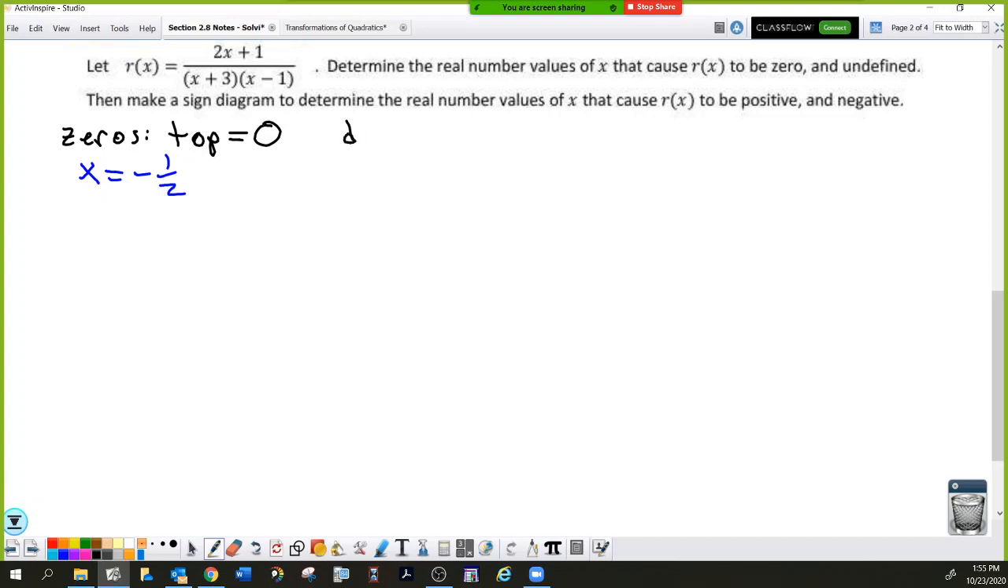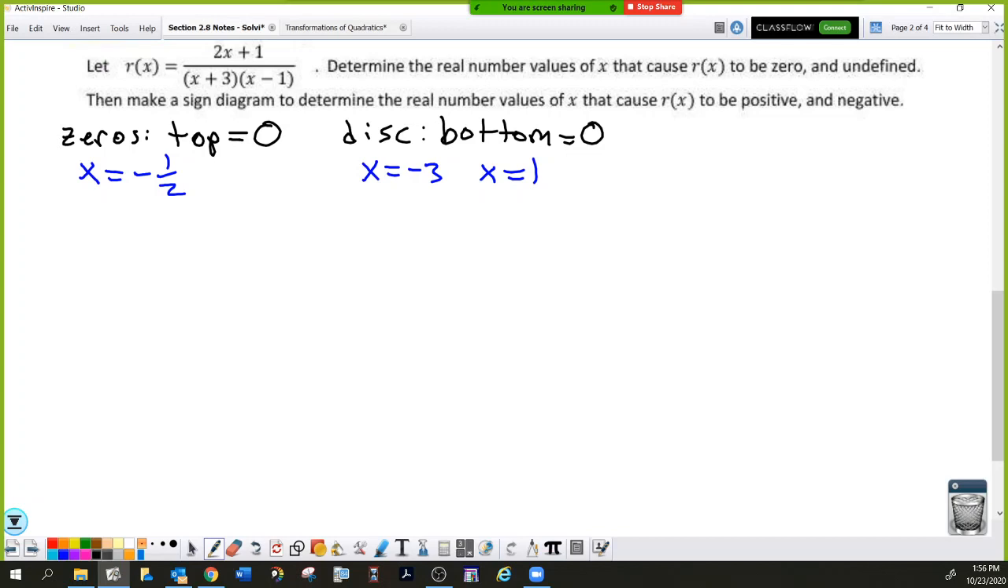Discontinuities. Well, how do we find them? Yes, when the bottom equals 0, because you are not allowed to divide by 0. This is going to happen at 2 places: when x equals -3 and when x equals +1. You see, this rational function was already factored for us. Thank goodness. Well, the question says determine the real number values that cause this rational function to be 0 and undefined. Boom, we got it. We got all 3 critical values.